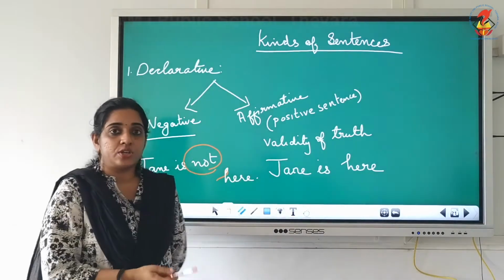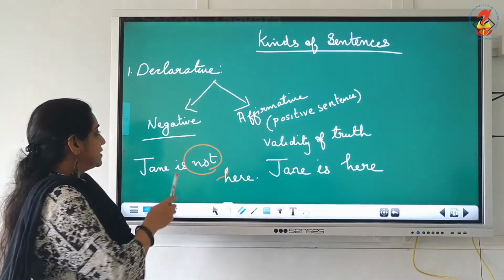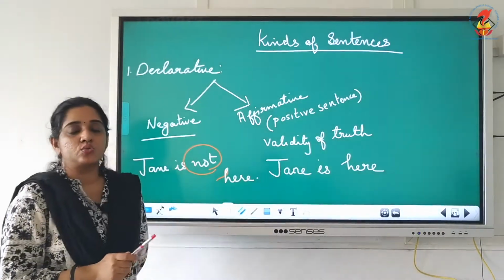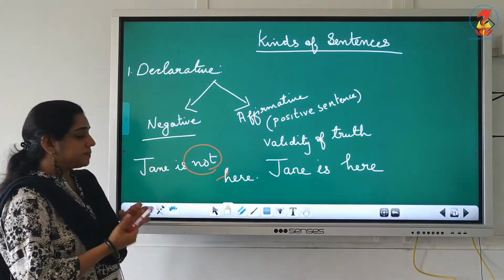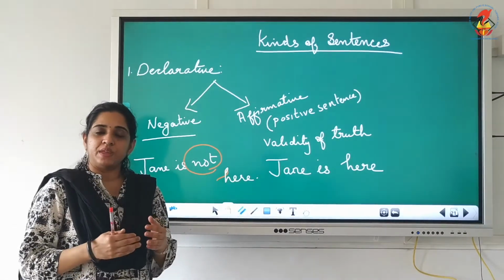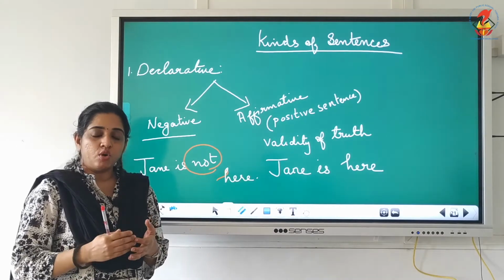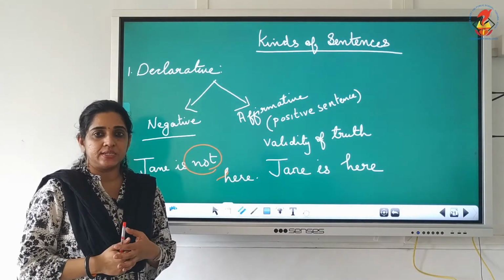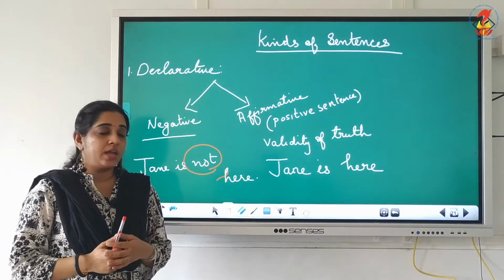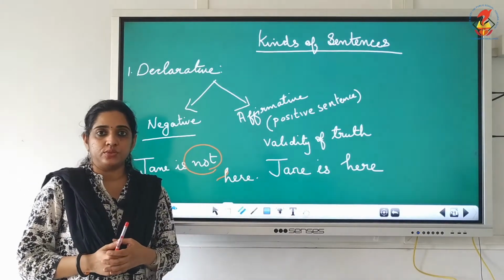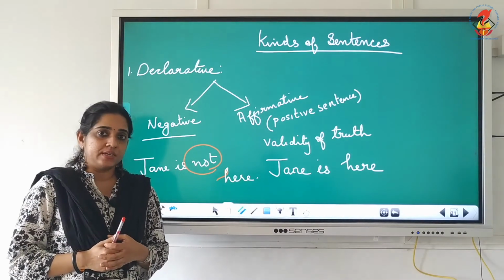Now coming to the division of declarative sentence, you can divide declarative sentence into 2 types. Which are they? First one is negative sentence and the other one is affirmative sentence. What is the other name of affirmative sentence? Positive sentence. What do you mean by a negative sentence? A negative sentence is something which opposes. That means no or not will be there in these types of sentences. And what about affirmative sentence? Which is affirmative, that is strong and it has a validity of truth. That is called affirmative sentence.